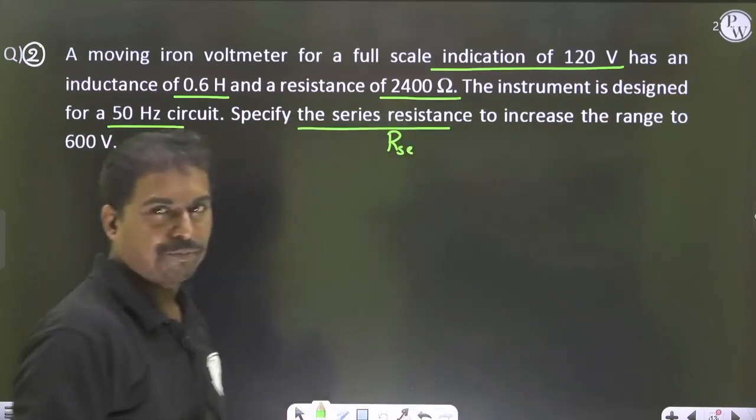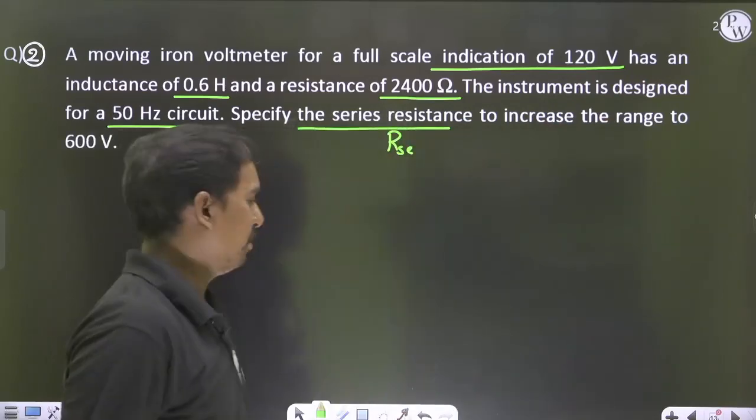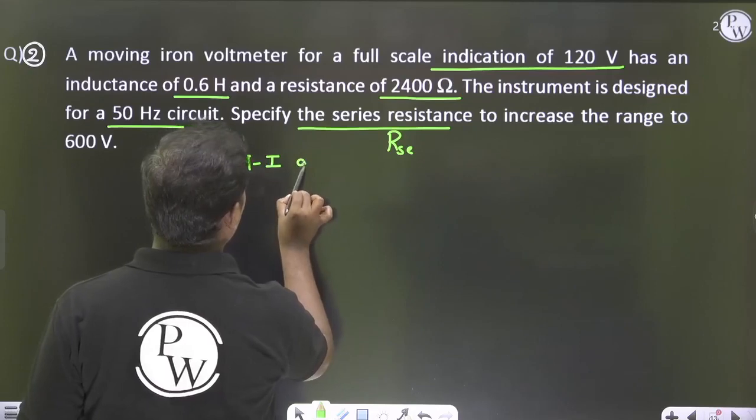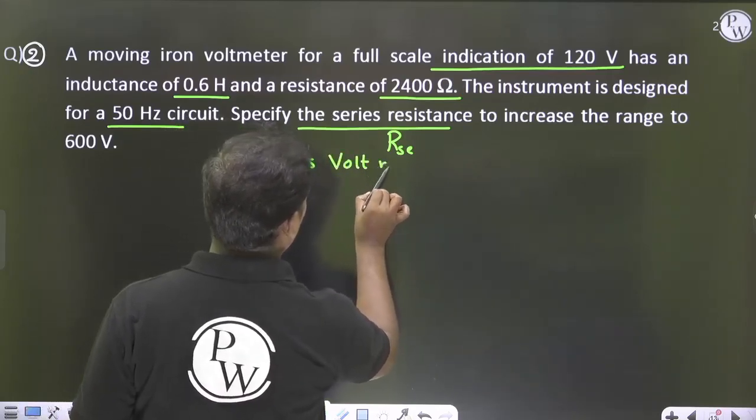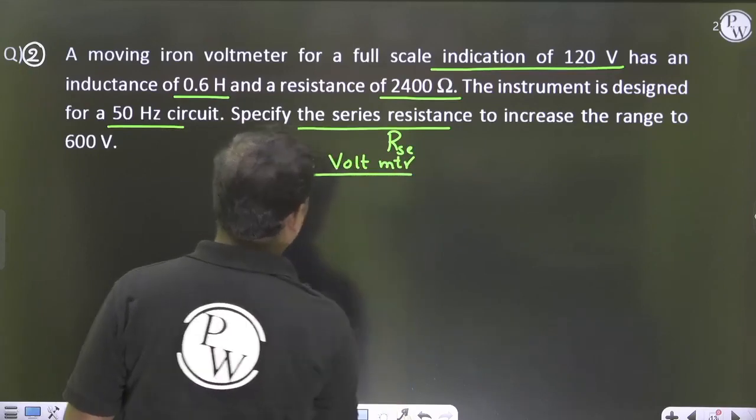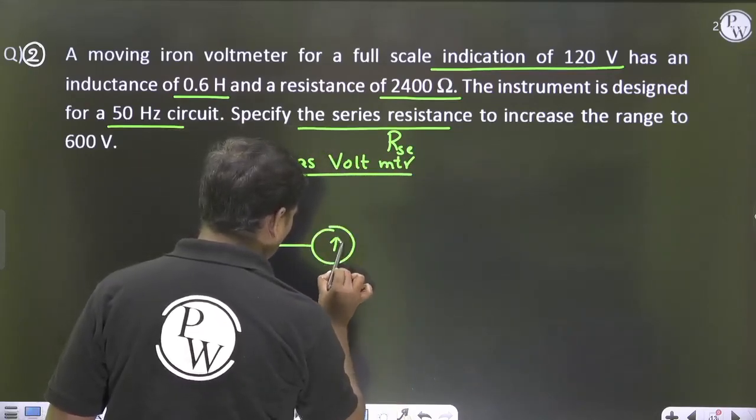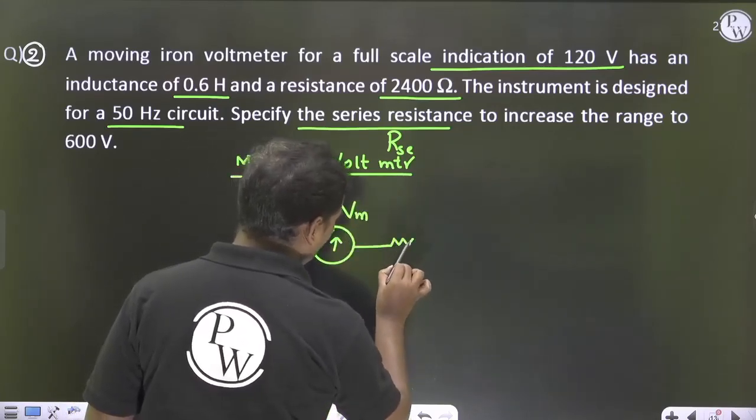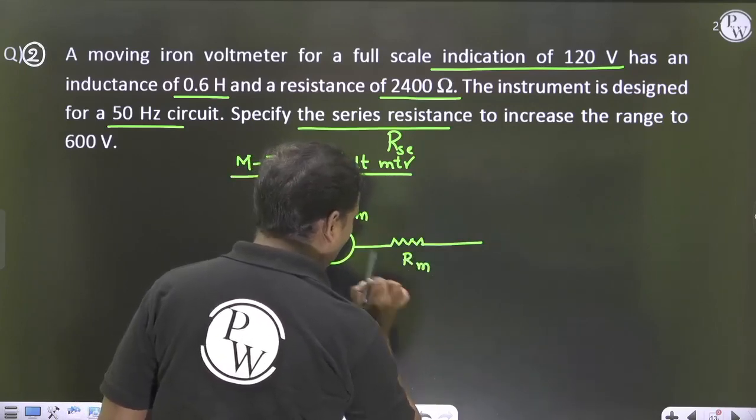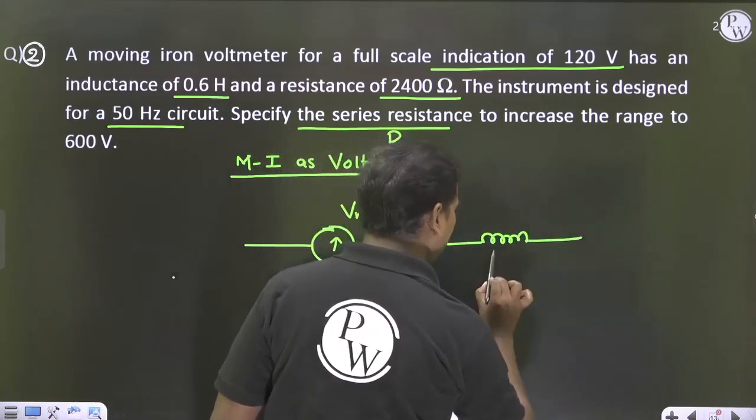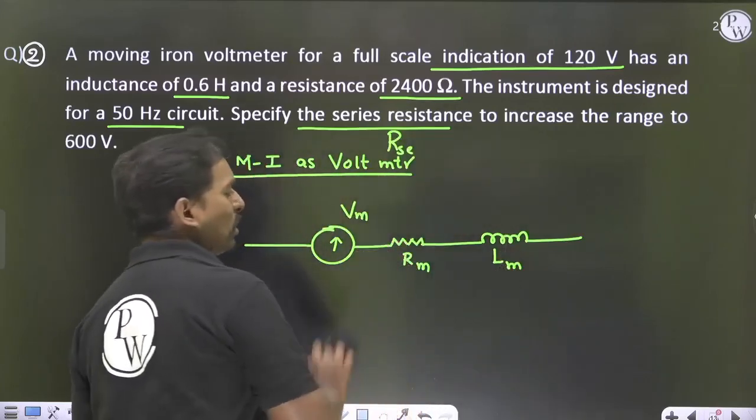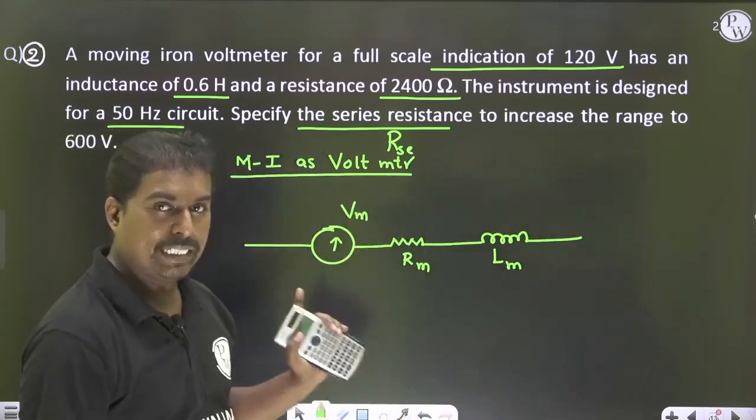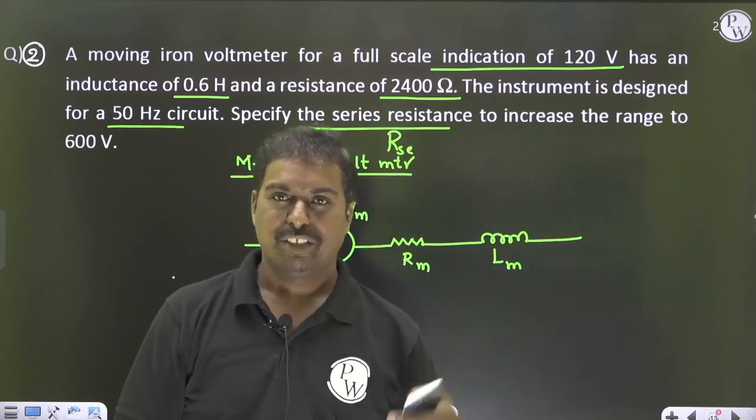So first of all, how to draw the moving iron instrument? See, moving iron as voltmeter. The question is moving iron as voltmeter. So when you take the moving iron as voltmeter, the symbol will be, so this will be the voltmeter reading Vm. This is its internal resistance Rm, and it is its internal inductance Lm. So this total forms the Vm. Okay? So this is with meter without the series resistance, just as we have discussed before.